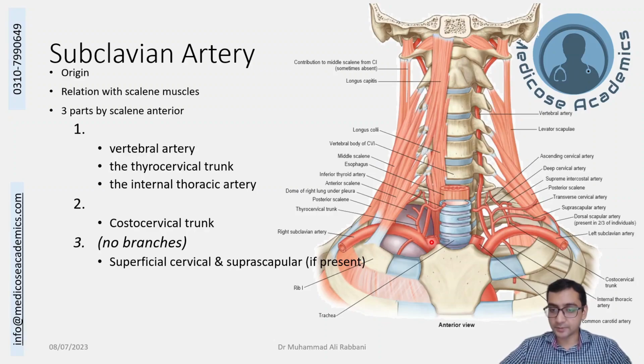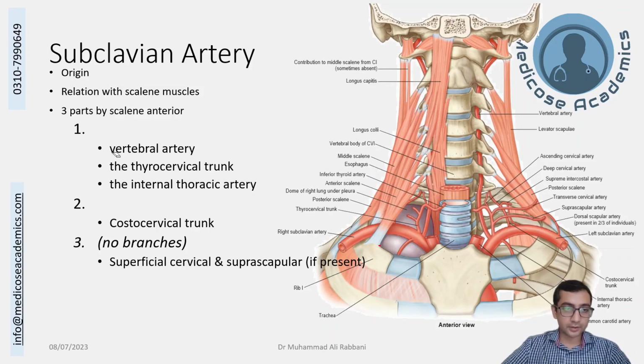This bifurcation is happening behind the sternoclavicular joint, and so let's see. When it originates, it is divided into three parts on the basis of this muscle, the anterior scalenus muscle. The part that is medial to it will be the first, behind it the second, lateral the third. So there are branches, and these are the parts.